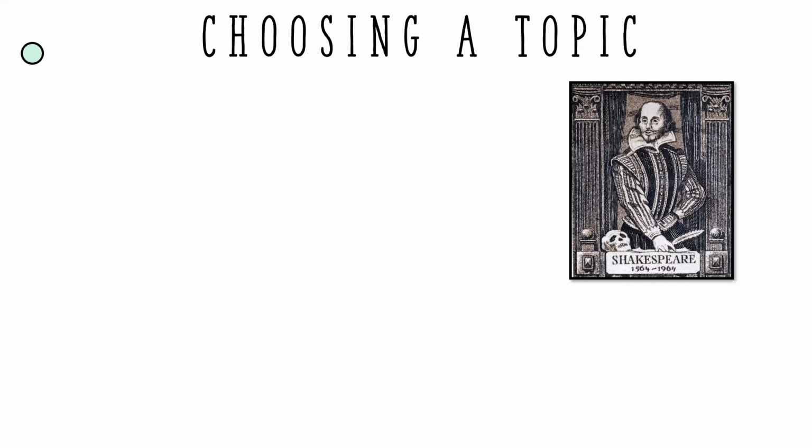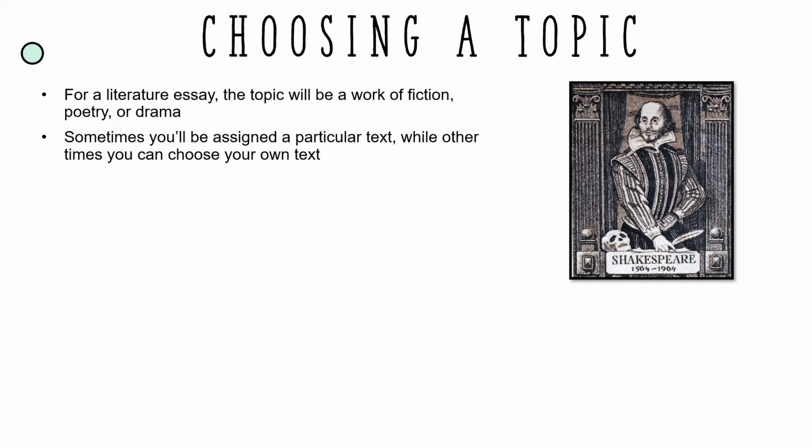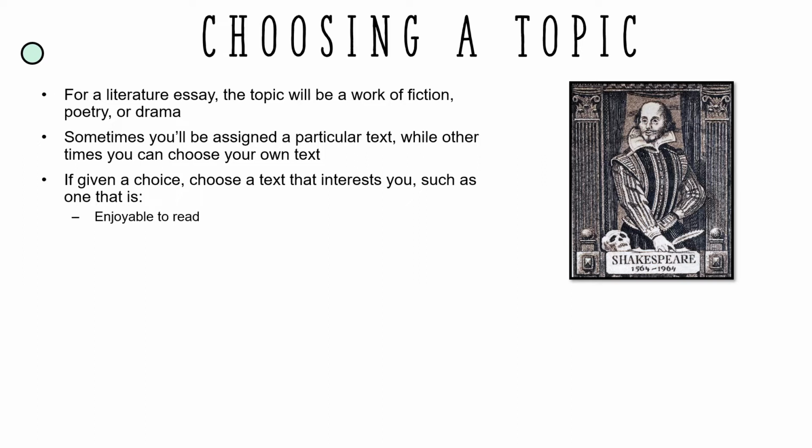After making your schedule, it's time to choose your topic. For a literature essay, the topic will generally be a specific work of fiction, poetry, or drama. Sometimes you'll be assigned a particular text to write about, while other times you'll be free to choose your own. If given a choice, be sure to choose a text that interests you in some way, such as one that is enjoyable to read, relatable, or focused on issues that you care about. Alternatively, you can choose a text that is controversial. Perhaps you dislike or disagree with some aspect of it.